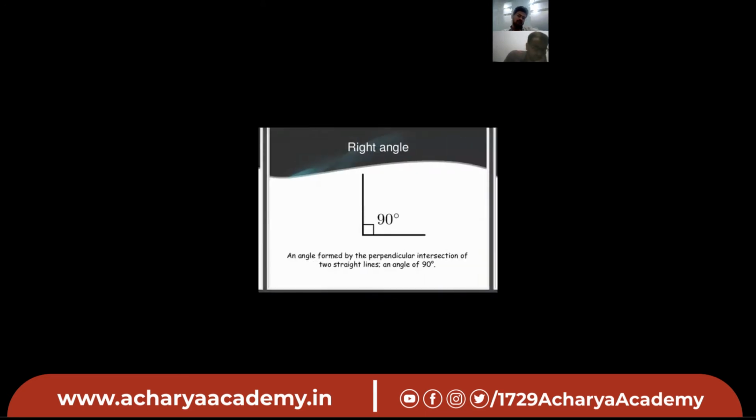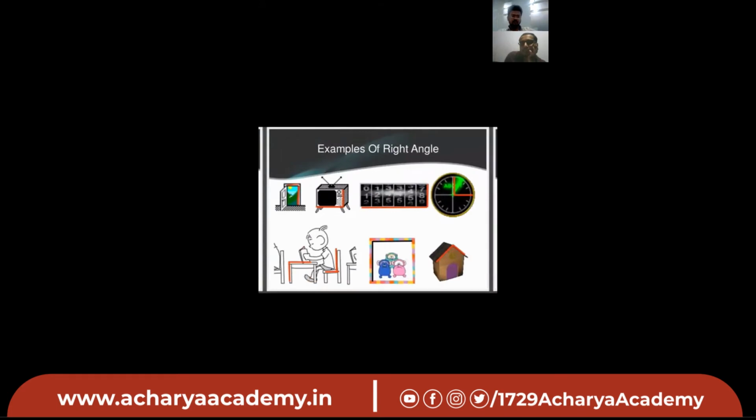Now, right angle: an angle formed by the perpendicular intersection of two straight lines, an angle of 90 degrees. A right angle is nothing but the angle which measures 90 degrees. These are some examples of 90 degrees. Can you give an example of a right angle in daily life?